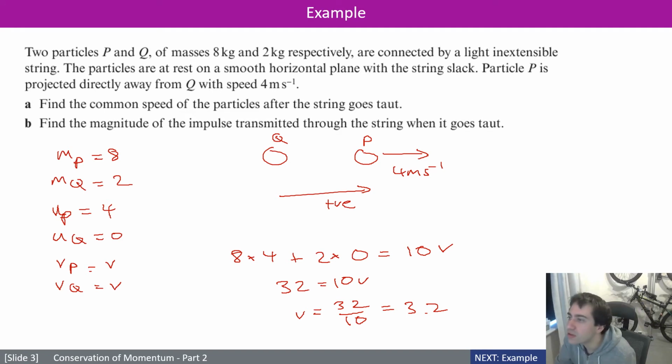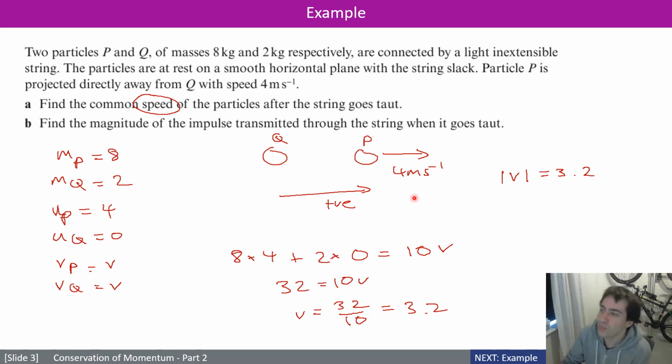That's just a speed. We were asked to find a speed, and that's fine because we've found that the mod of v is definitely 3.2. At the beginning, I assumed P is going to the right. It could have been going to the left, in which case both objects would be moving left at the end. So we don't actually know the velocity. We don't know if it's 3.2 or minus 3.2, but we know the mod of it is 3.2. Okay, and then let's look at part B.